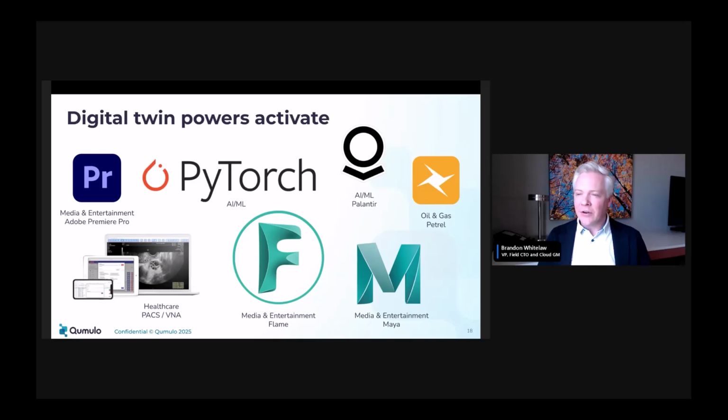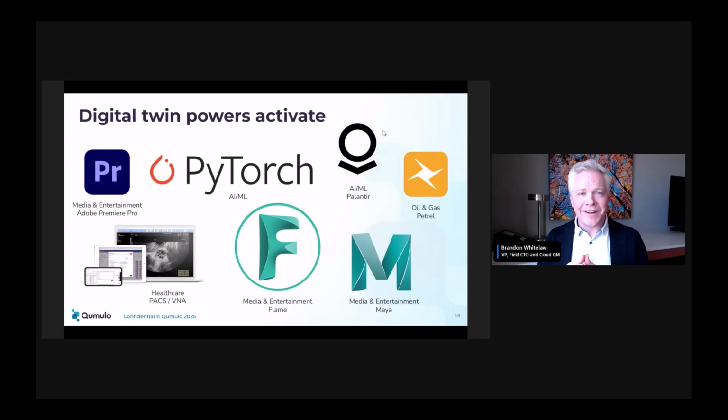And I think the nice thing is, again, the way we've done this from a digital twin regression testing model is being able to identify the most common workloads and then build those and train the model to optimize for it. Premiere Pro, which you just showed there, but also PyTorch and Palantir from an AI/ML data acceleration perspective. Petrel, an extremely high performance workload in the oil and gas sector. A large variety of PACS and healthcare DNAs to accelerate radiologists looking at the data and getting them the highest performance. Maya, Flame in the media space.